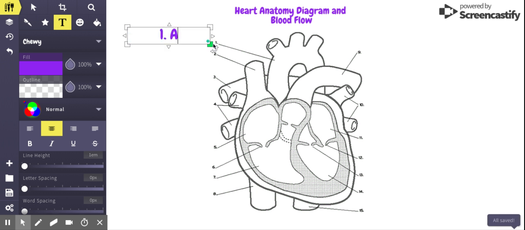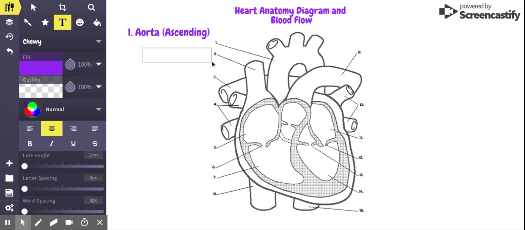So number one, this is your aorta, specifically the ascending aorta. And that's going to take blood right out of the top of the heart. This is going to be oxygenated blood. This is going to go up to the head, which we'll talk about in a little bit.